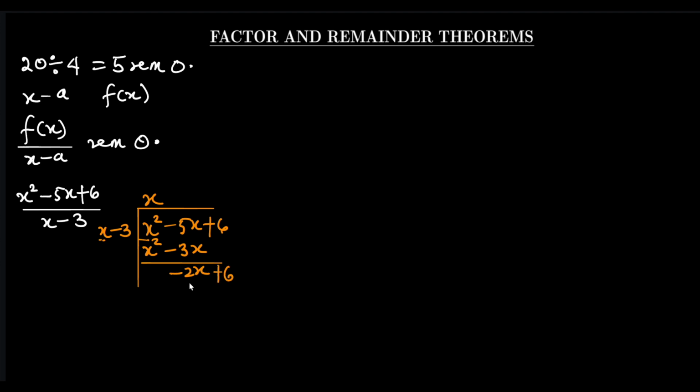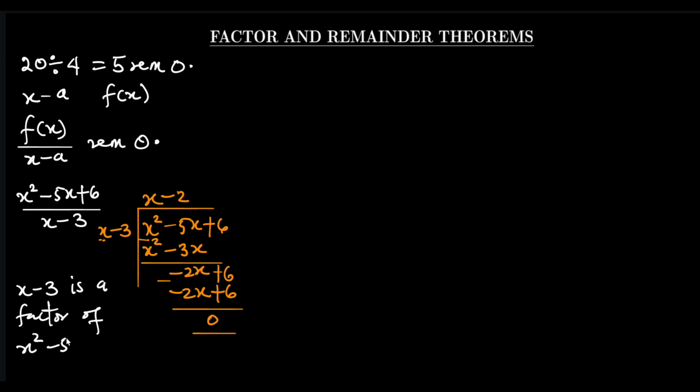Now x divide this as minus 2, and then it goes again to multiply. Minus 2 multiplies minus 3 as plus 6. So when you subtract, you have 0. So in essence, we can say that x minus 3 is a factor of x squared minus 5x plus 6.